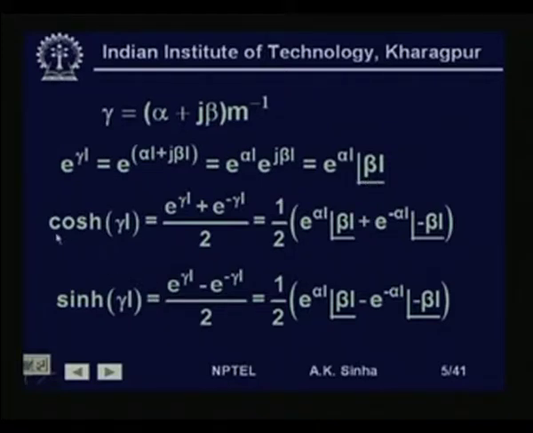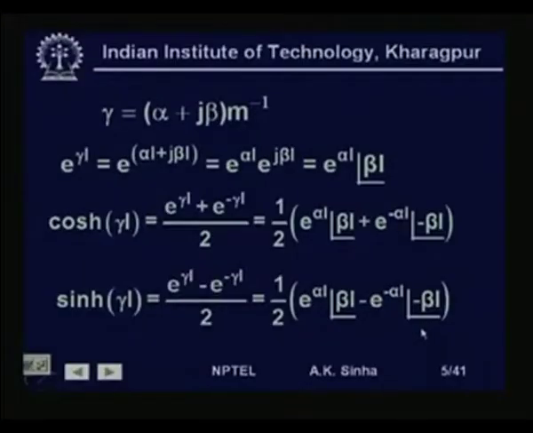Now, if you write cos hyperbolic gamma L, this will be equal to e to the power gamma L plus e to the power minus gamma L by 2. This is equal to half e to the power alpha L angle beta L plus e to the power minus alpha L angle minus beta L. Similarly, sin hyperbolic gamma L is equal to e to the power gamma L minus e to the power minus gamma L divided by 2. This is equal to half into e to the power alpha L angle beta L minus e to the power minus alpha L angle beta L.